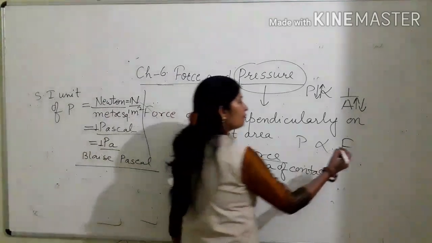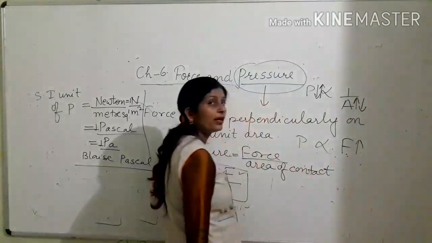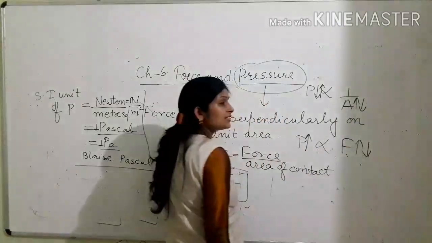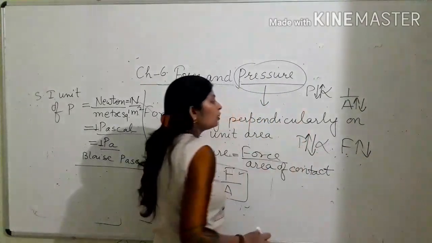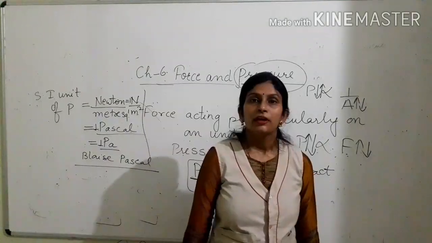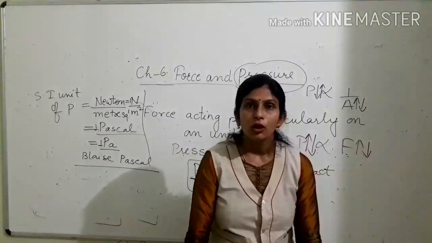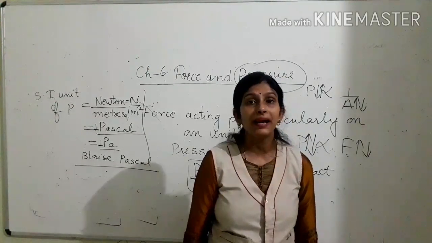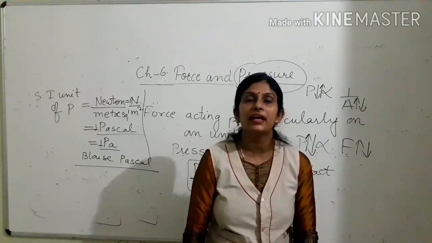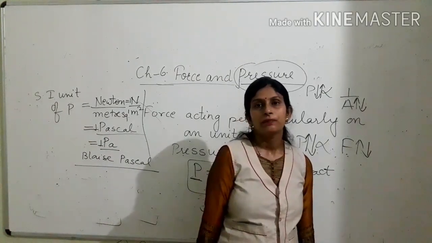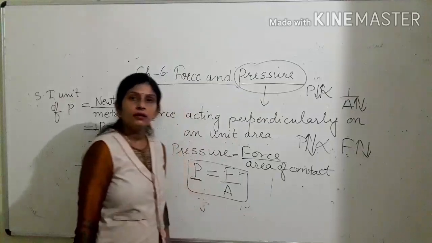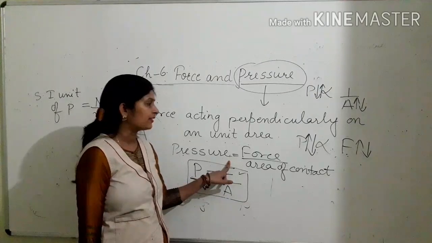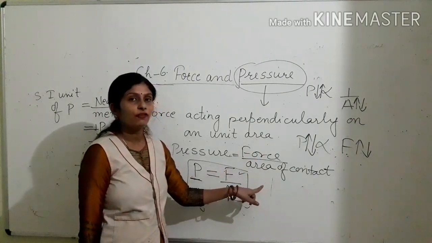It means if force increases on a unit area, pressure also increases, and if force decreases on a unit area, pressure also decreases. So if you apply more force on a unit area, it will result in more pressure, and if you apply less force on a unit area, it will result in low pressure. So lastly, we can conclude that pressure depends on two factors, force and area of contact.